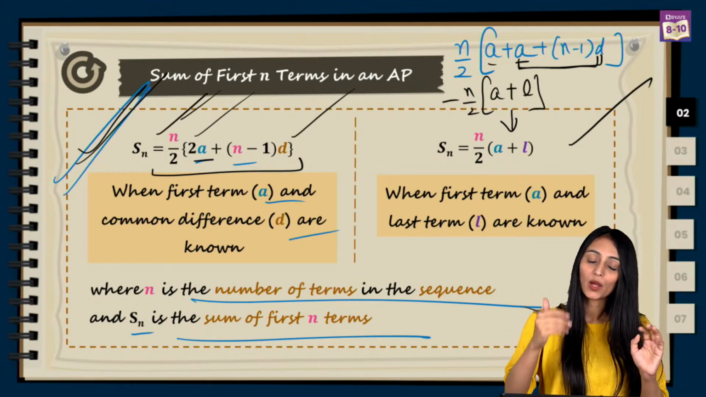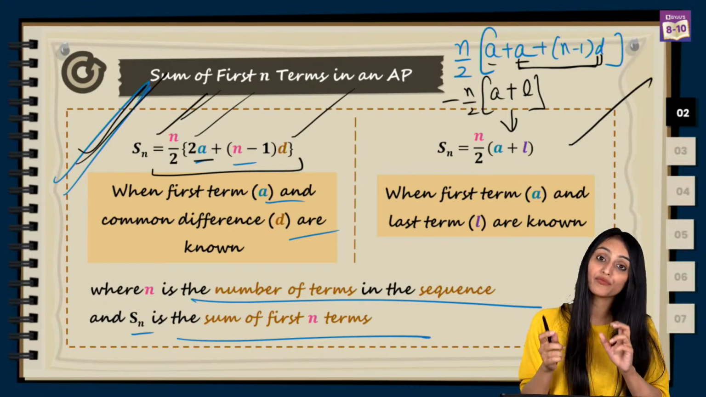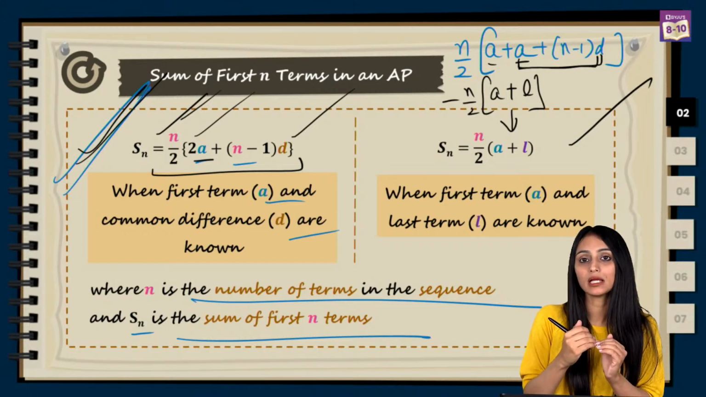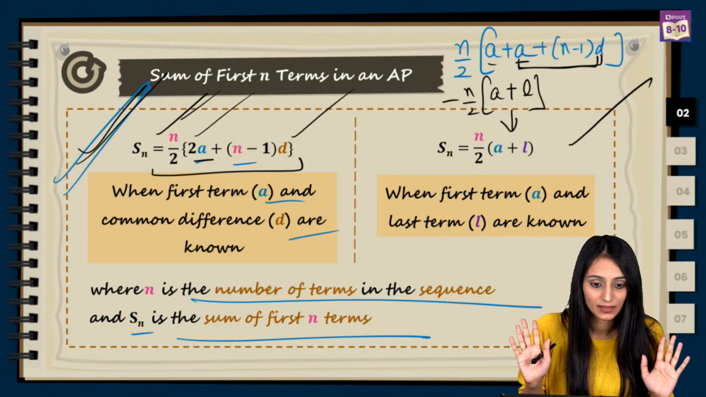Okay, I tell you one thing. Whatever information is given to you, first you jot down all that information. And then you see for which formula the maximum things are given. Accordingly, you apply the formula.